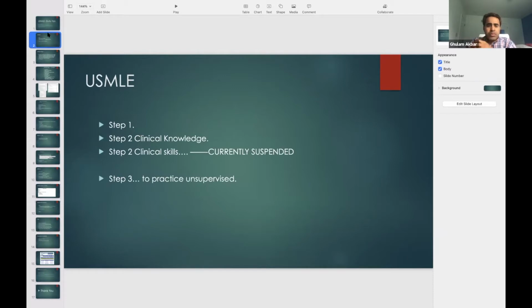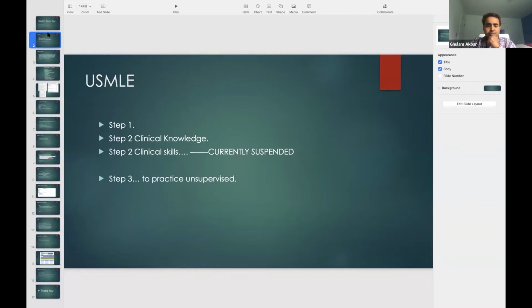As you know, USMLE consists of step 1, step 2, which used to be step 2 CK and step 2 clinical skills. As mentioned earlier, step 2 clinical skills is currently suspended. What I gathered from their reports is that they're not going to start it anytime soon, but they're trying to figure out how to get your clinical skills assessed through other ways. A few of the ways would be to add some clinical scenarios in CK as well as step 3.